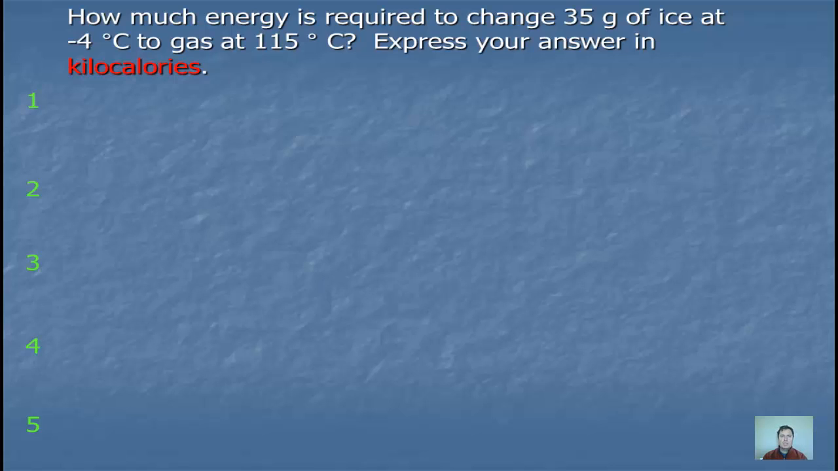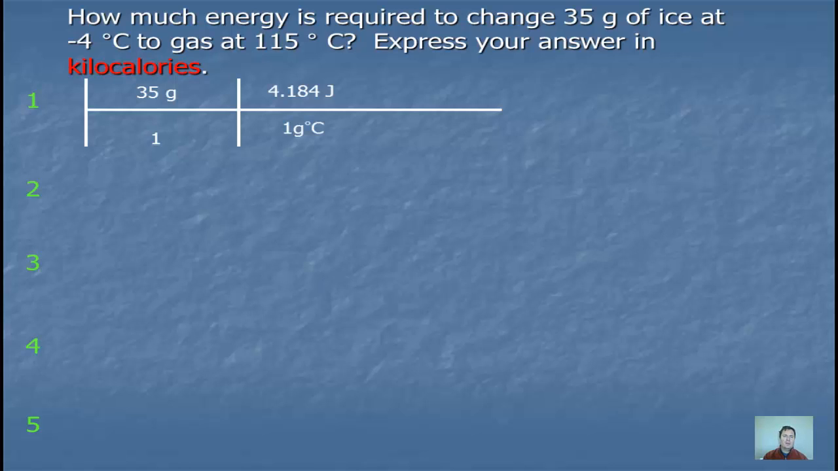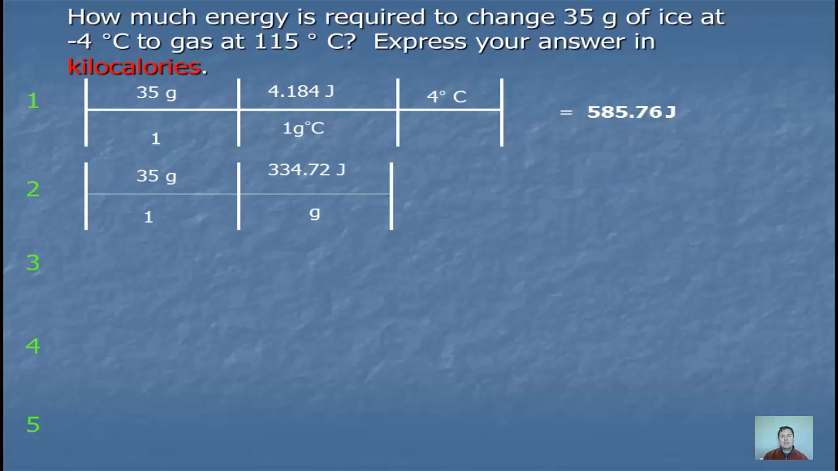Each stage, first stage I had to go from -4 to 0. So that's a heat energy: 35 grams times specific heat times 4 degrees gives me that value. Now I have to melt it. So it's your mass times your heat of fusion or heat of vaporization, whatever value we're doing. Okay, so 35 grams times 334.72 gives us that.